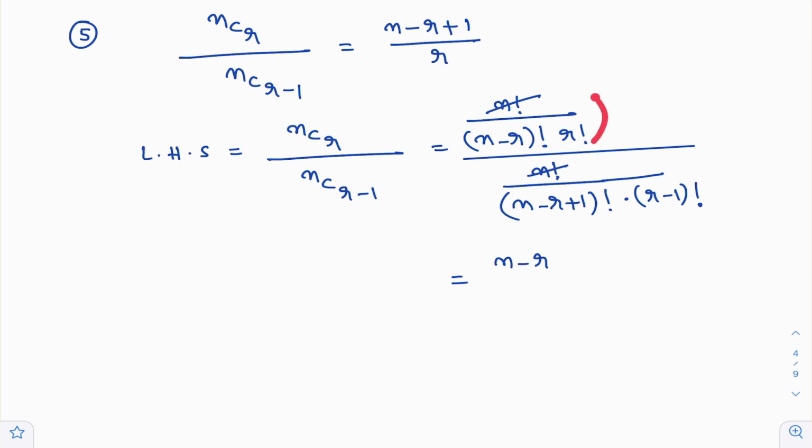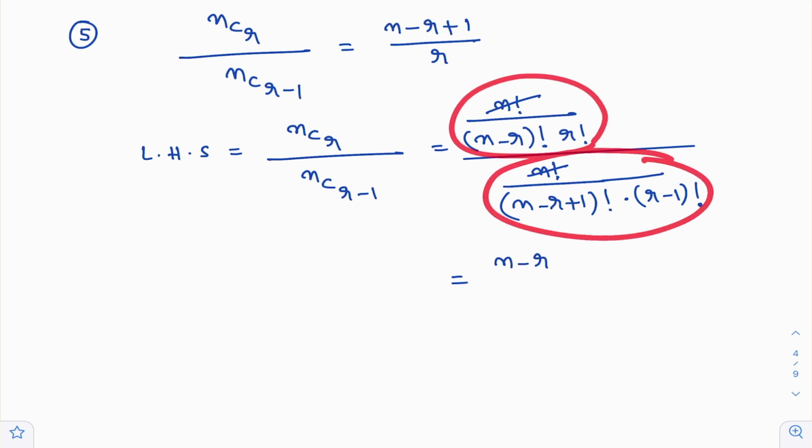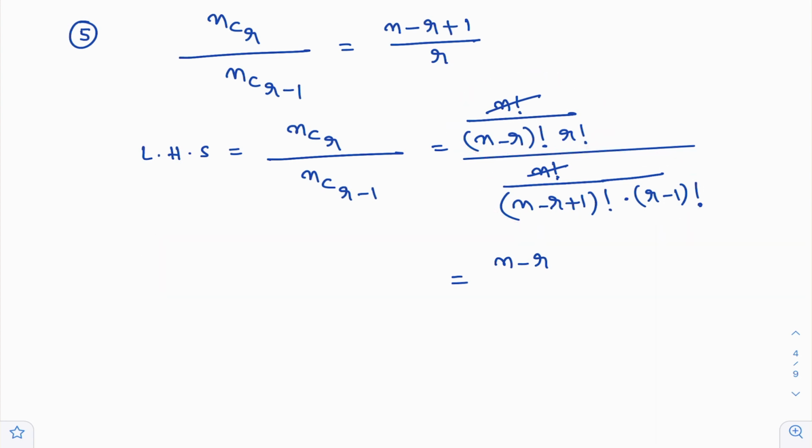See, this is like 1 by a divided by 1 by b. 1 by a whole divided by 1 by b is what? This is b by a, correct? 1 by a divided by 1 by b is b divided by a. So what you will get is (n minus r plus 1) factorial into (r minus 1) factorial divided by (n minus r) factorial into r factorial.